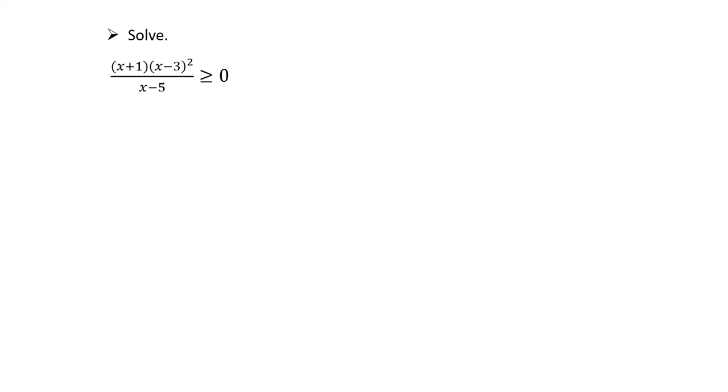Let's solve this rational inequality. (x + 1)(x - 3)² / (x - 5) ≥ 0. We already have it in factored form, so we'll go ahead and write out a sign chart. The zeros from each of those factors are negative 1, 3, and 5. Remember, we find those just by setting each factor equal to 0 and solving.